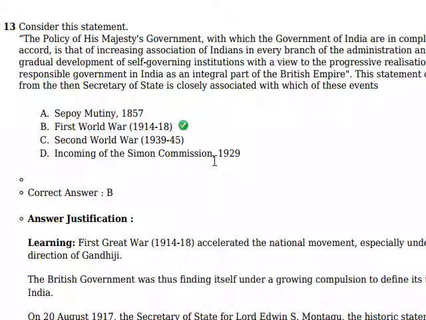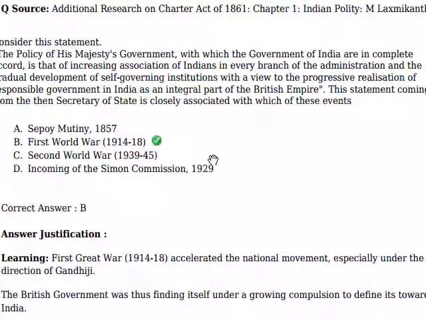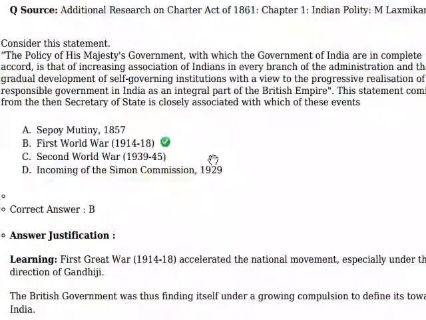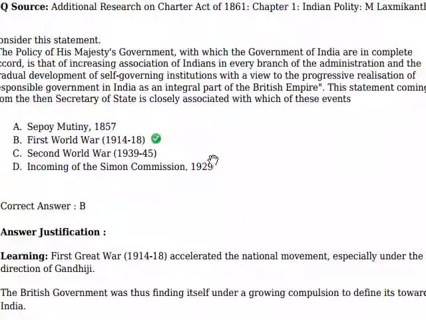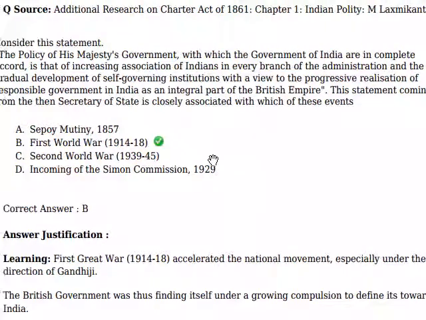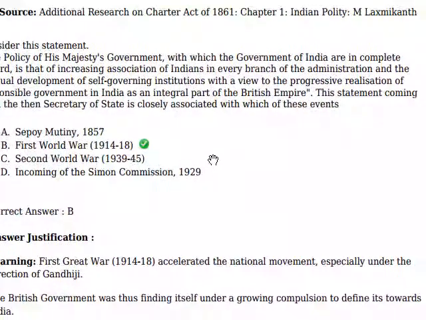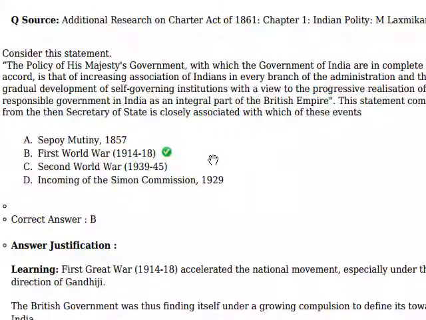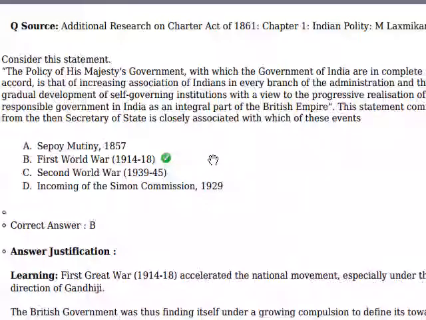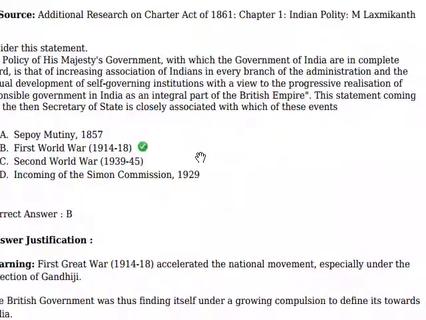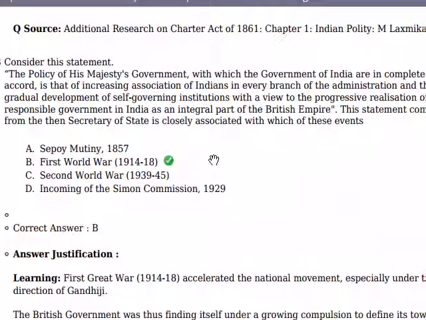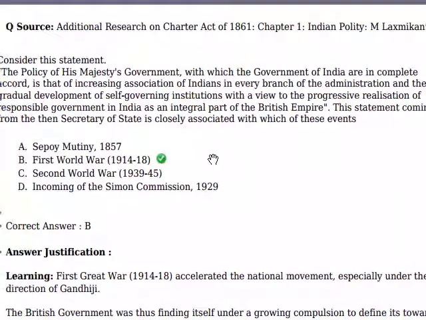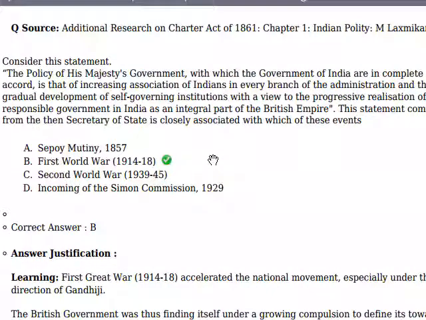The policy of His Majesty's government, with which the government of India are in complete accord, is that of increasing association of Indians in every branch of the administration and the gradual development of self-governing institutions with a view to the progressive realization of responsible government in India as an integral part of the British Empire. The statement coming from the Secretary of State is closely associated with which of these events. It is mainly the First World War of 1914 to 1918.